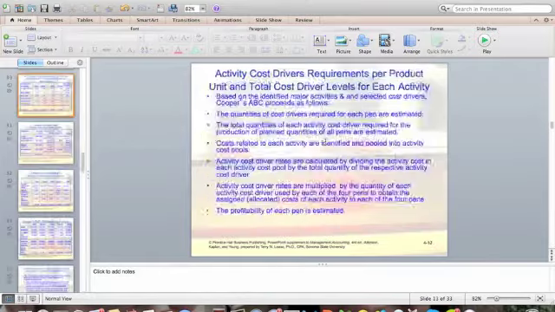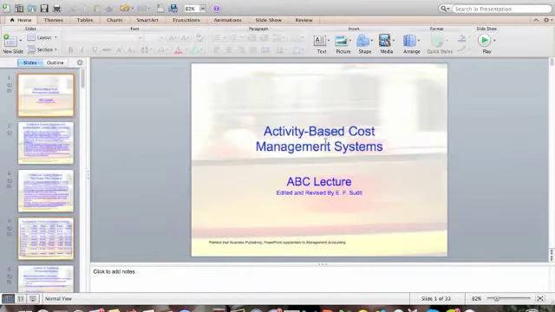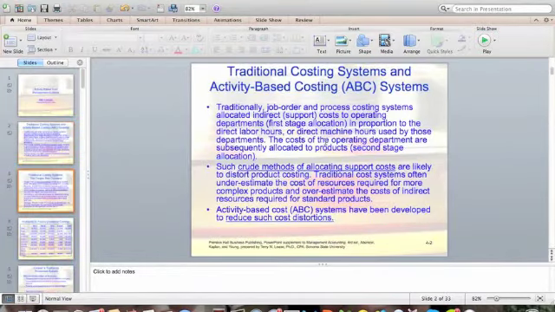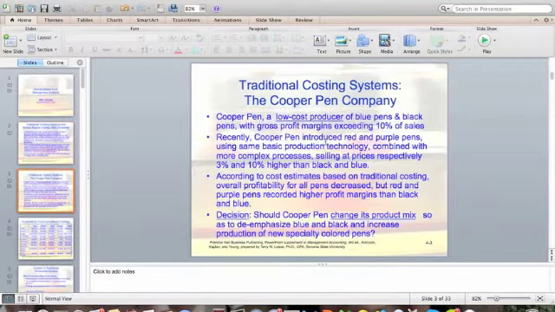Back in the day, so to speak, they used to allocate this overhead based on the volume of labor hours. So nothing to do with actual usage of those resources like design or marketing or engineering. They used to just say, oh, I have $1 million of overhead, and I'll allocate it proportionally compared to how many labor hours are being used. So it was a pretty archaic way of doing it.